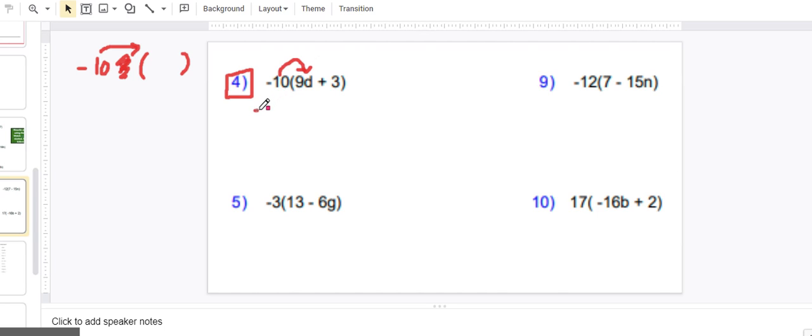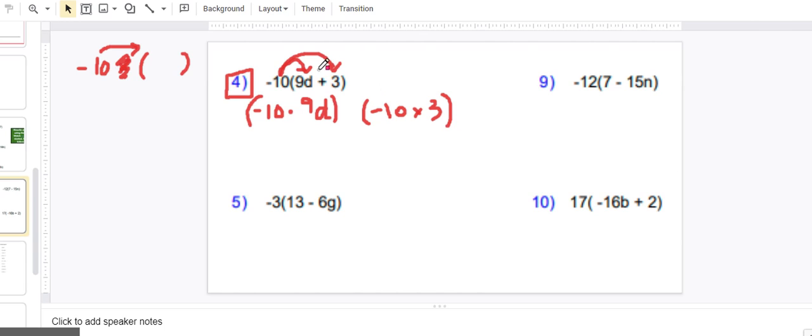So negative 10 times 9d is our first distribution. And then our second distribution is negative 10 times 3.